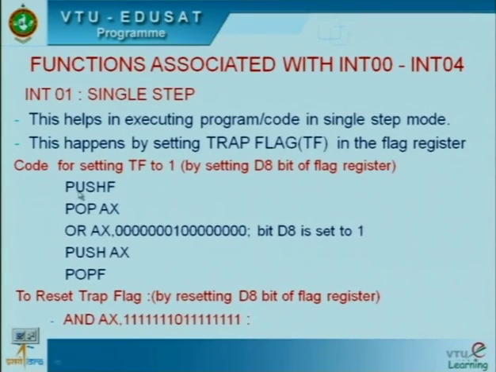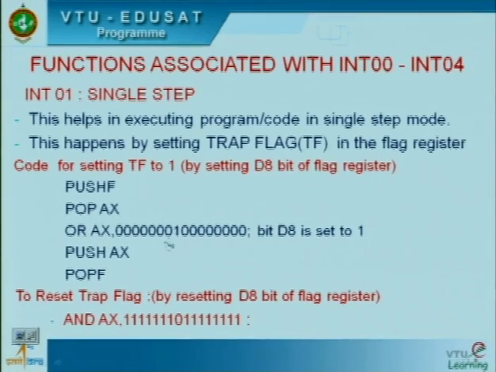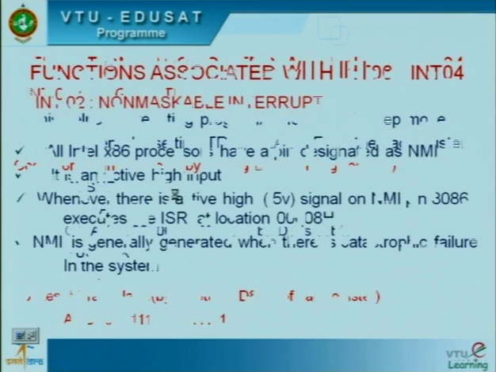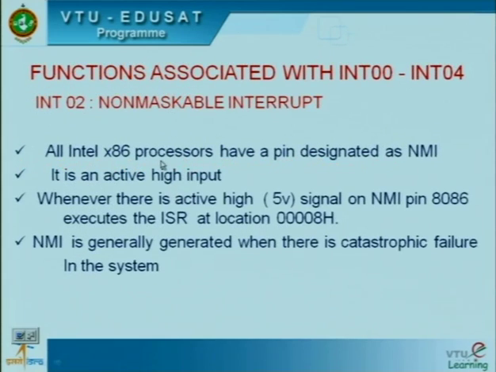I can set the trap flag by pushing the flag register, popping it into AX, and ORing the content of AX with a value where the D8 bit is 1, so that the D8 bit is set to 1. Push AX back and then pop F. Whatever you have pushed, the updated contents, you pop back to the flag register so that your trap flag is set. So how do you clear the trap flag? By replacing the OR instruction with an AND instruction with this particular bit configuration, you would be able to clear the trap flag. Now, INT 2h, the non-maskable interrupt.